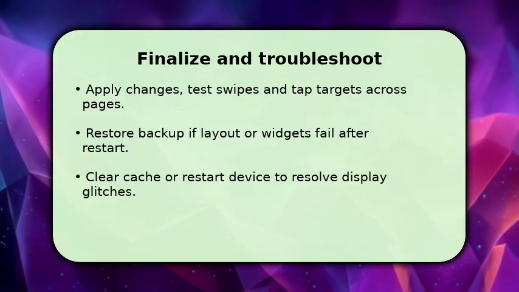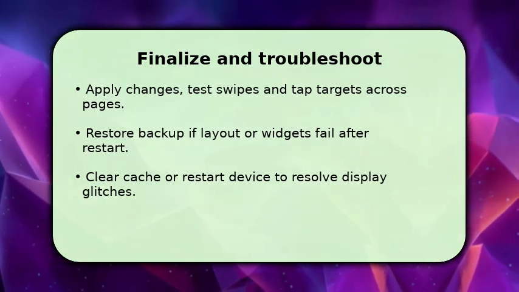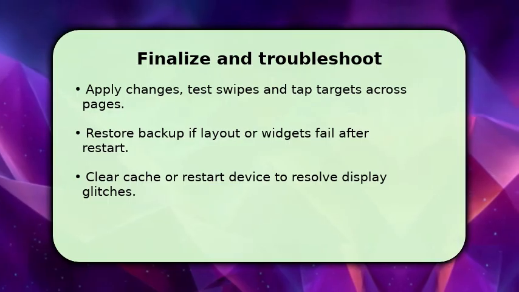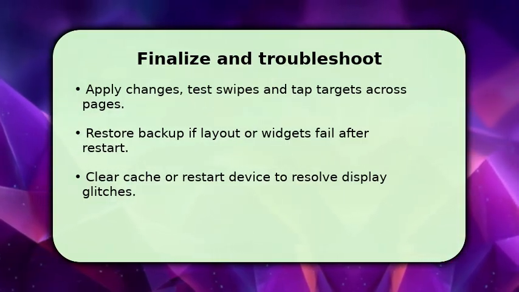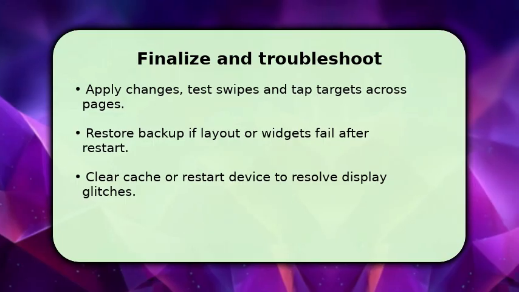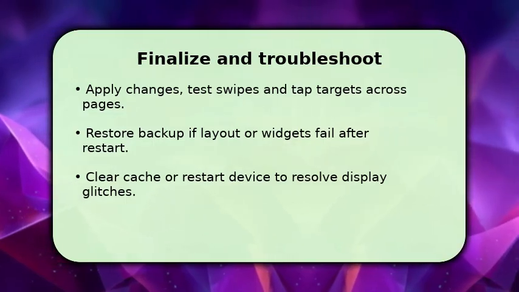recover the previous layout. If the screen shows misaligned elements, clear the launcher cache or restart the device, which often resolves display glitches. If problems persist, update or reinstall the launcher app and repeat the backup and restore.